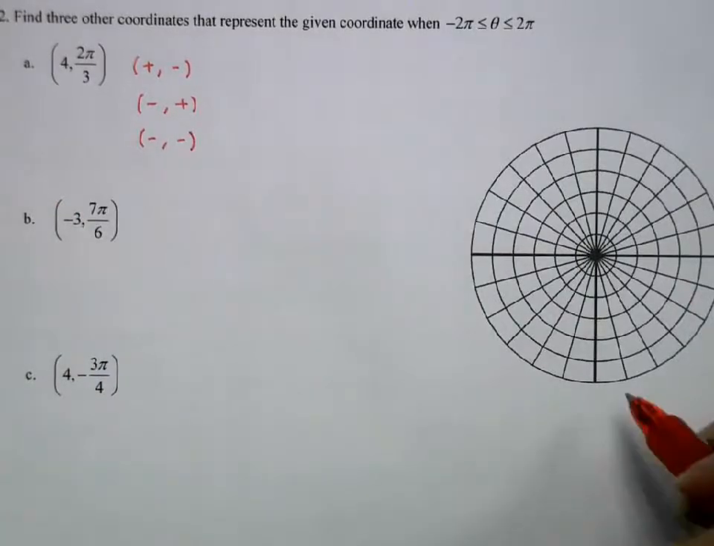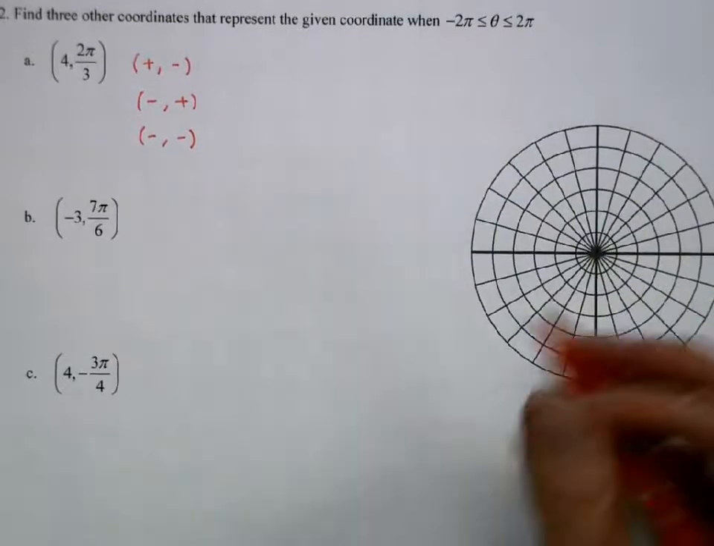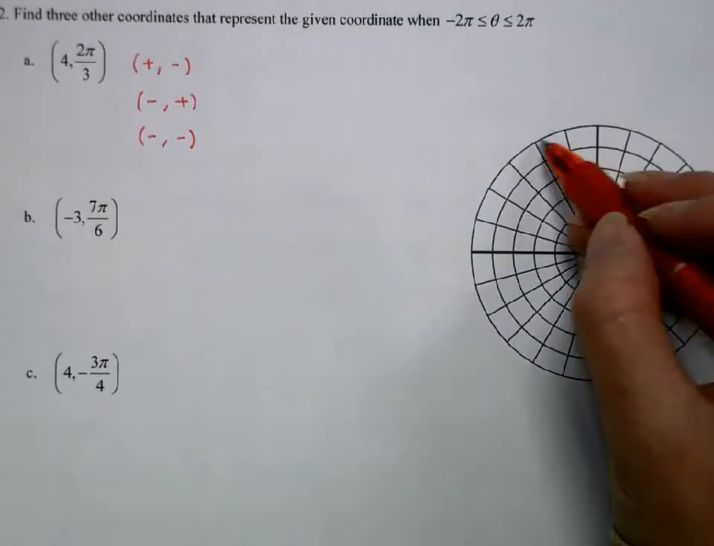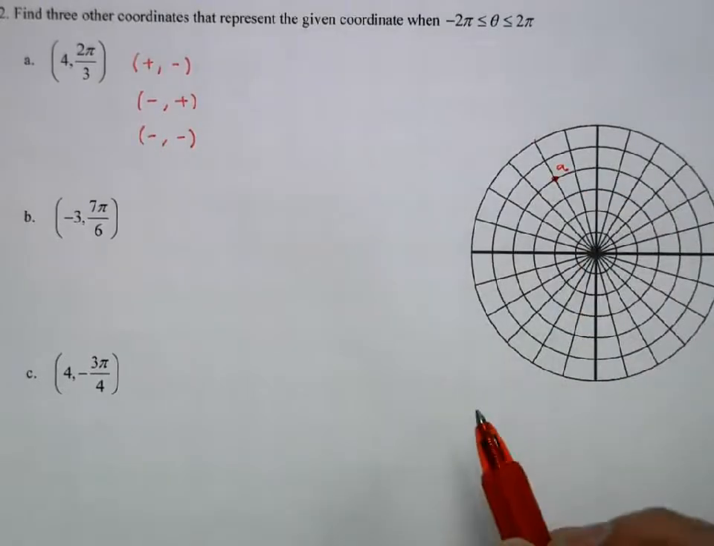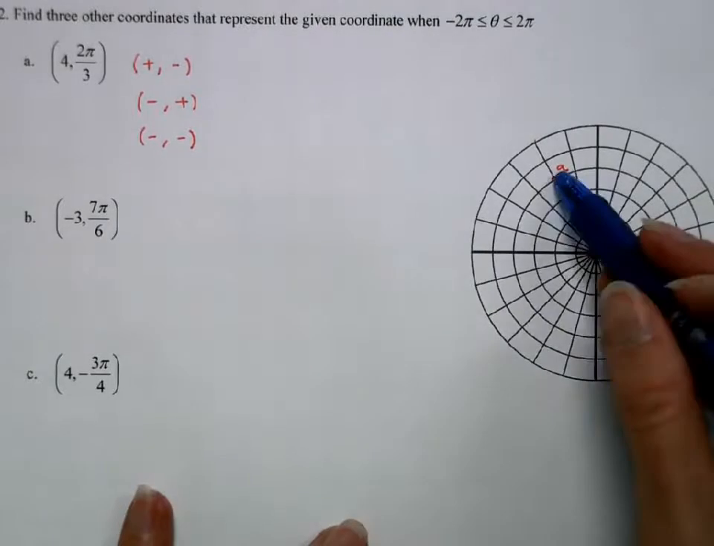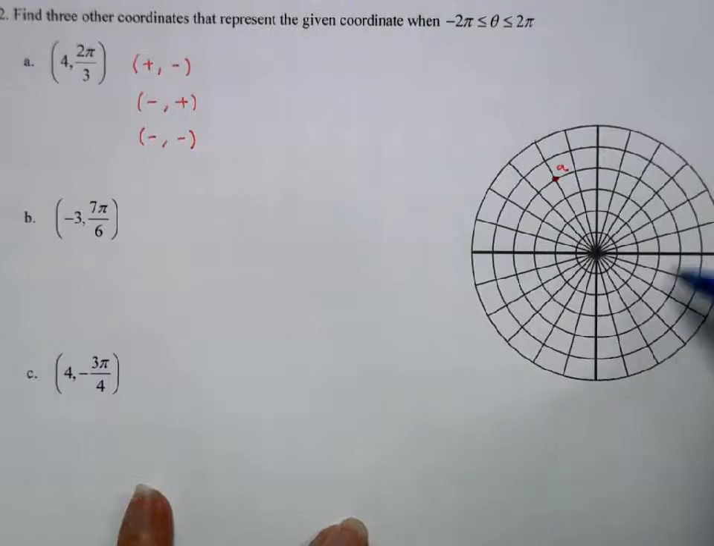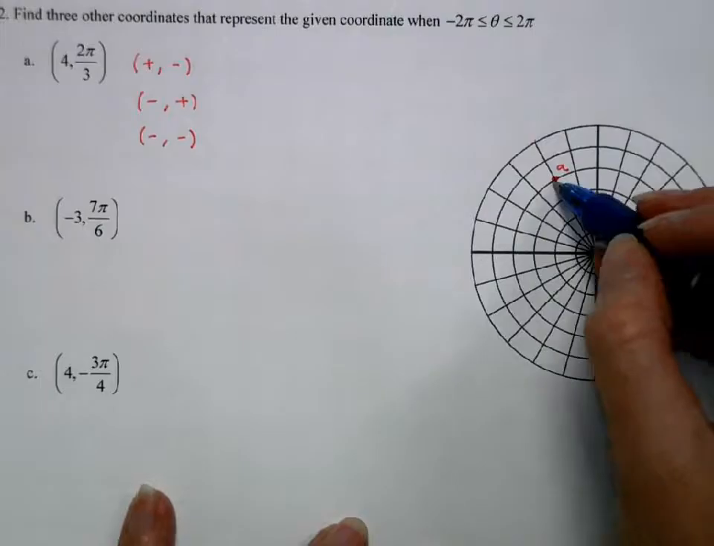I find it helpful to graph. If you don't have a graph, just make yourself a little circle to help you out. But 2 pi over 3 is here, so here is 4. Okay. So we're going to come up with the equivalent points going these other directions. So first, a positive, negative. We want to go to that same point, but we're going to go this direction. So that's going to be 4 pi over 3.